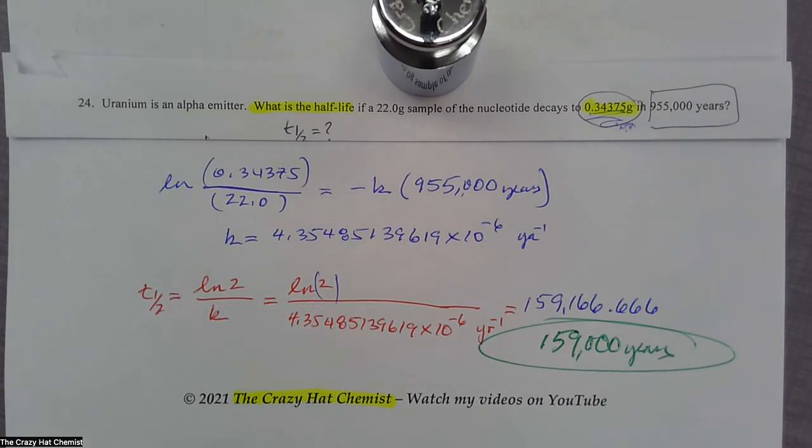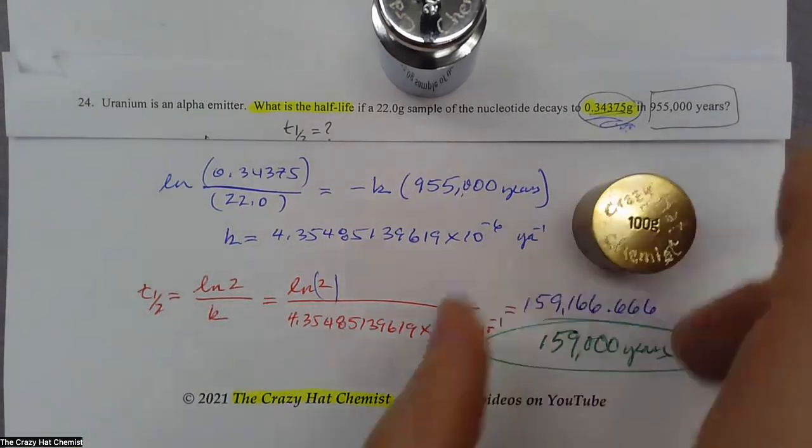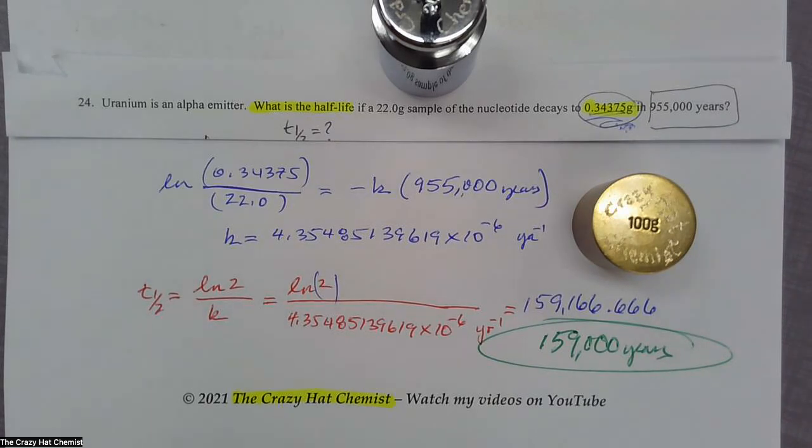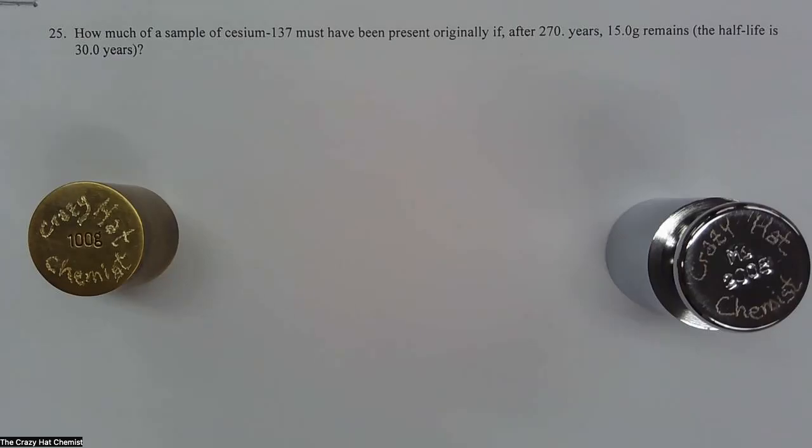Now we only have one more problem to do, so hold on to your hats, because I'm the Crazy Hat Chemist. Hold on to your hats, and we are going to continue on and do the next problem, which is problem number 25. So here we go. Whew. All right, folks, we are almost there. So the very last problem is right here. So let's see if we can nail this one down tightly.